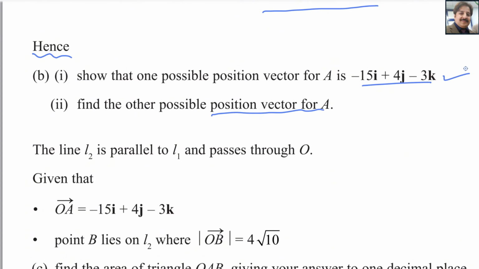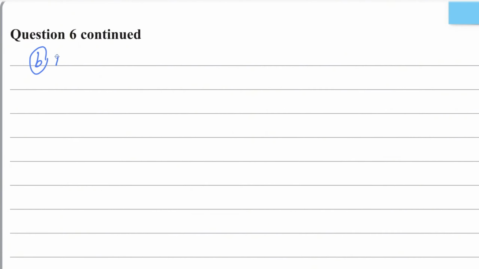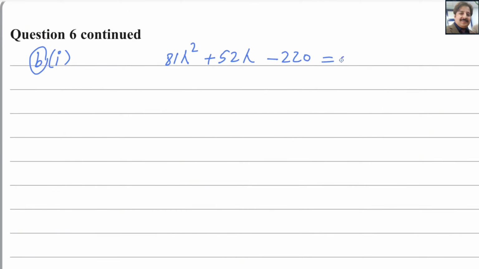First, let us do this one. For part B, first part for this one, we will solve the lambda equation: 81 lambda square plus 52 lambda minus 220 equals 0. By quadratic formula, you could find the values of lambda. This is the easiest way, even though we can factorize here.